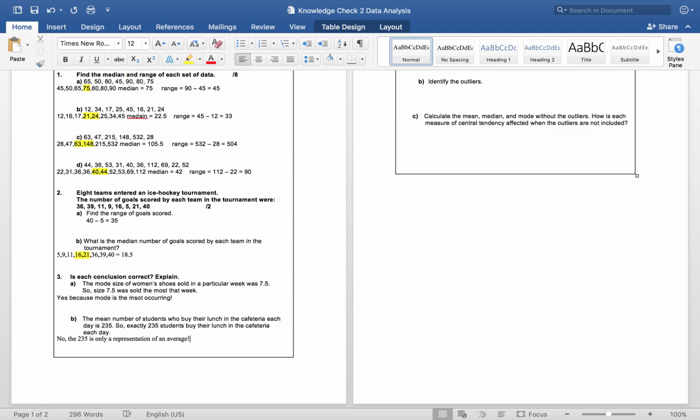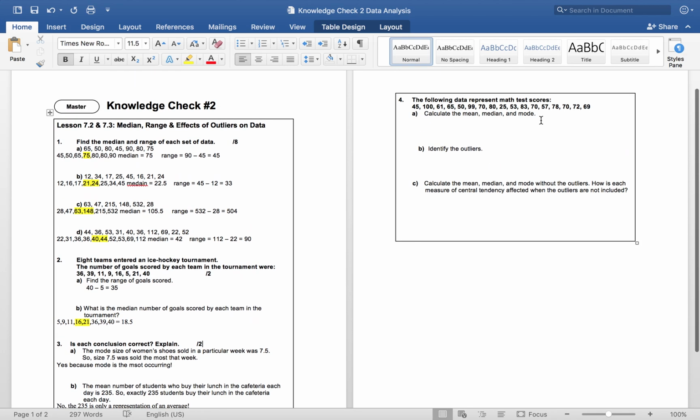So there could be more or less each day, not exactly 235 each day. So 2 marks there in number 3, 1 for 3A, 1 for 3B. Number 3 is out of 2. And last one here together, number 4.